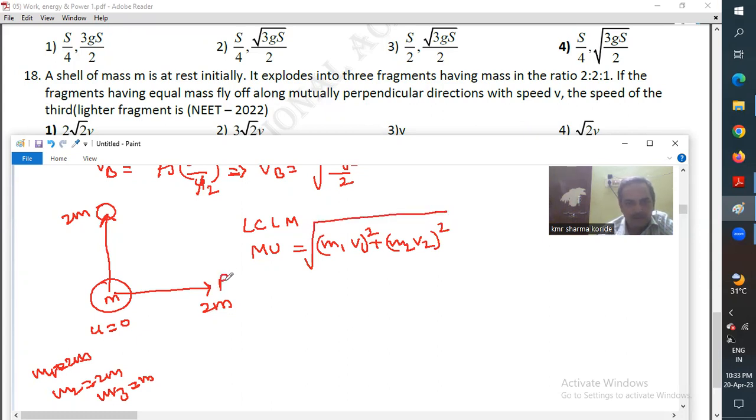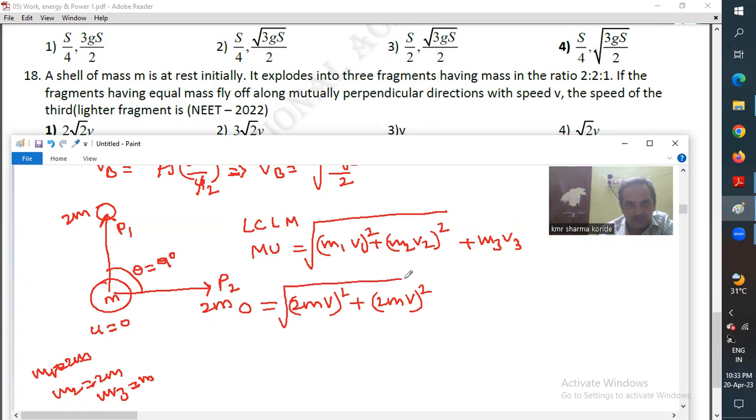So therefore, momentum P2, momentum P1. Applying the parallelogram, the theta quantity does not exist because theta is 90. In the parallelogram, the cos theta term is involved, so when theta is 90, that does not exist, plus m3 v3. So therefore, m1 is 2m, v1 is v, m2 is also 2m, v2 is also v. So this is anyhow 0 on the left side. This is under root, plus m3 v3.